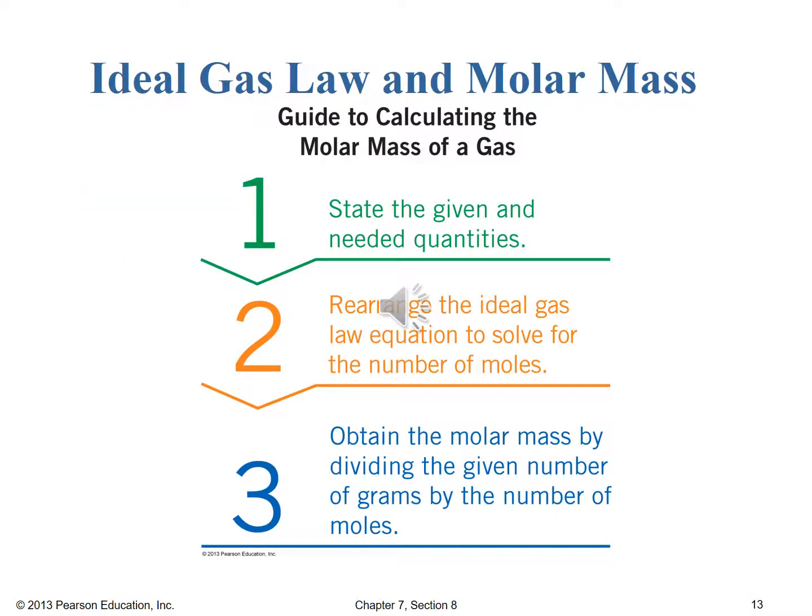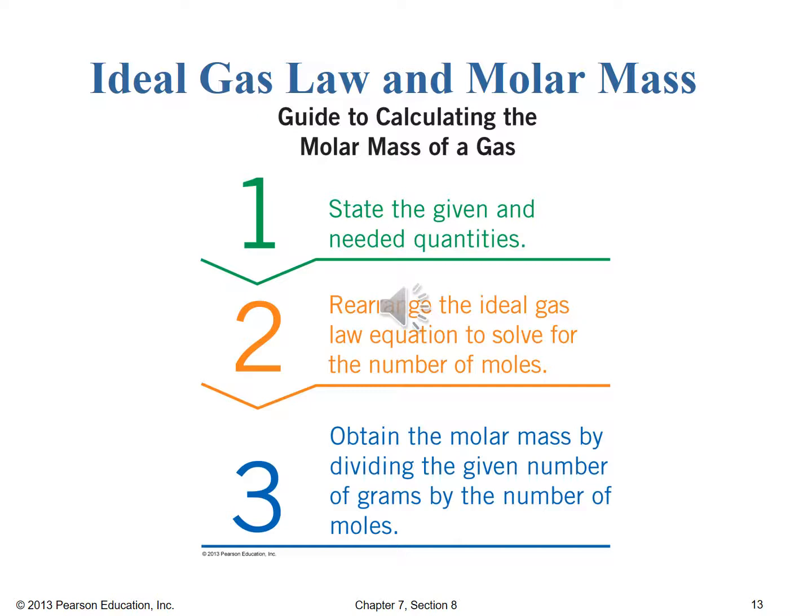Another way we can do this is to combine the ideal gas law and molar mass. So combine those two ideas, and instead of solving for just n in PV equals nRT, we could solve for the mass, knowing that once we get n, we would multiply through by that molar mass. So it's still a three-step process.